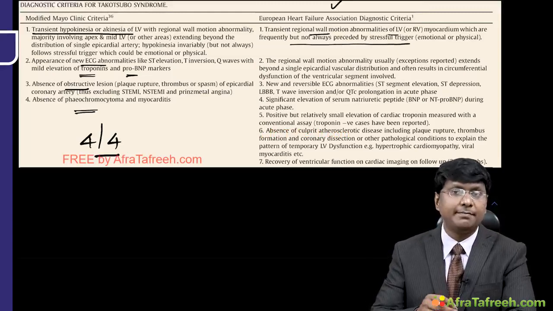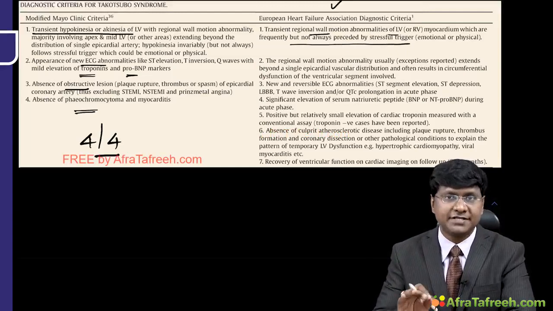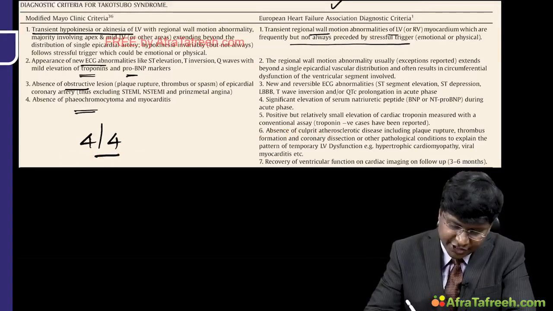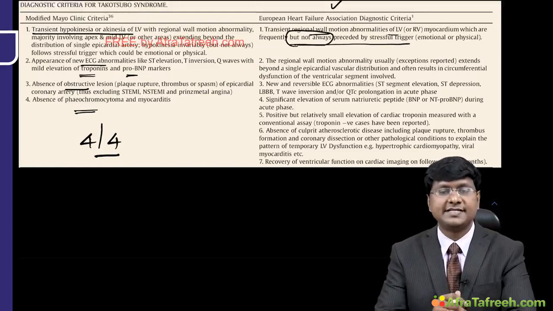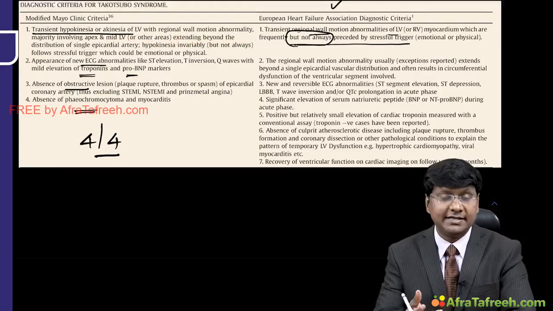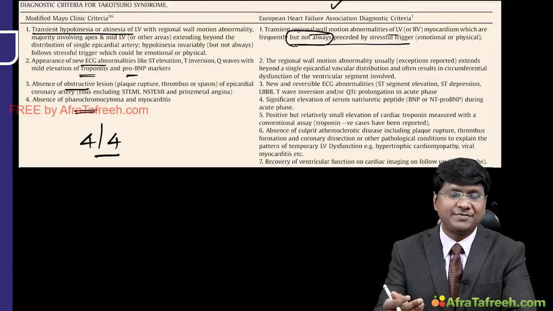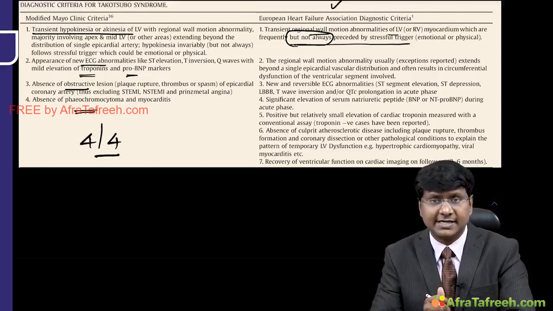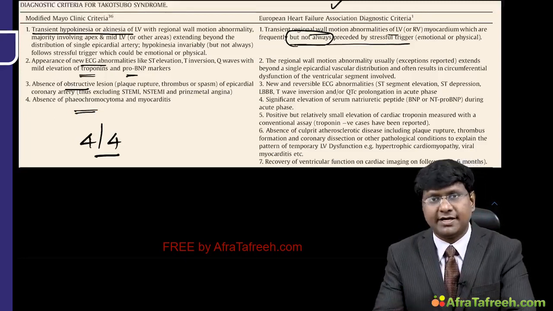But the modified Mayo Clinic criteria tell you that there should always be an emotional or physical trigger. The European Heart Association says not always preceded by a stressful trigger, because in secondary Takotsubo cardiomyopathy there need not be a trigger. That means an emotional trigger need not be there. It could be secondary to a medical, obstetric or surgical condition, right? And as we have discussed, even in primary Takotsubo in 25 to 30% of individuals there is no trigger at all, right?